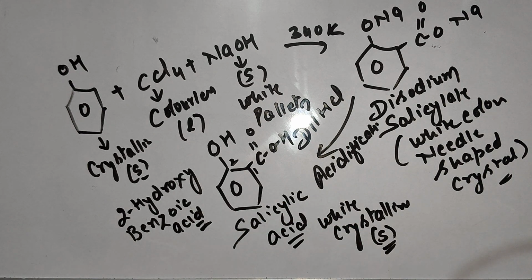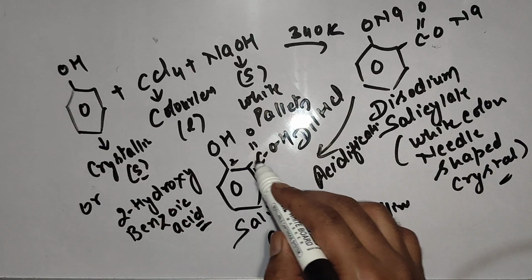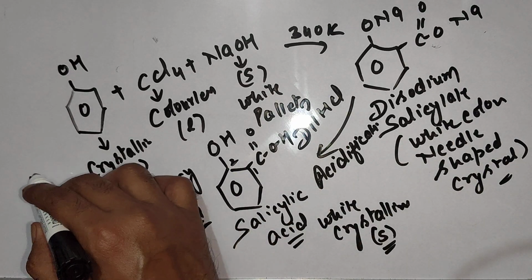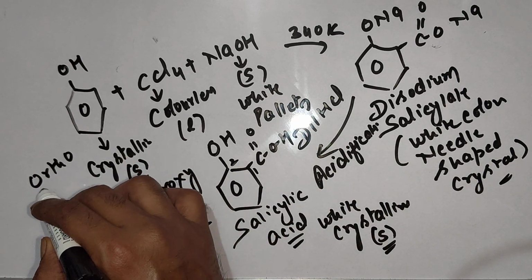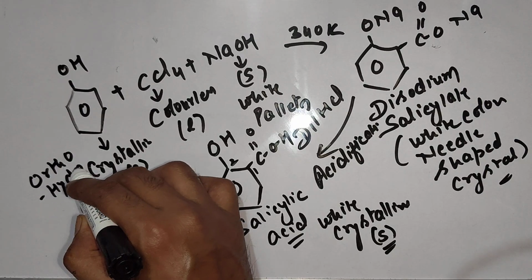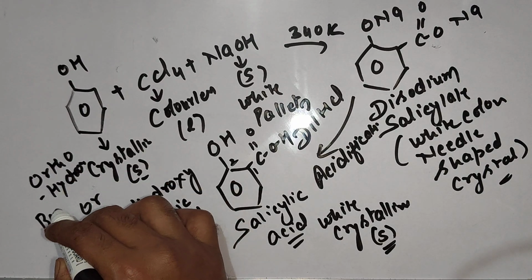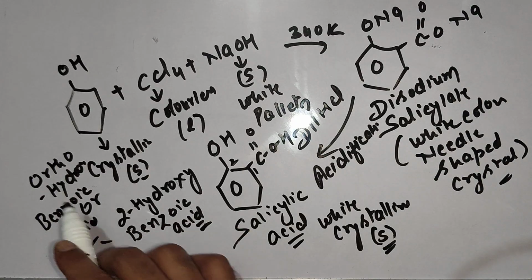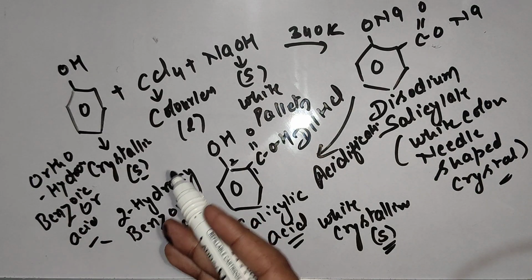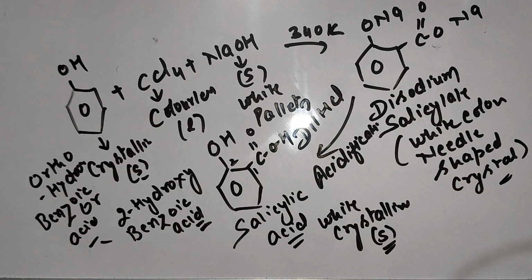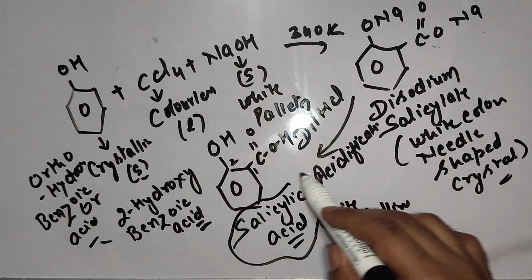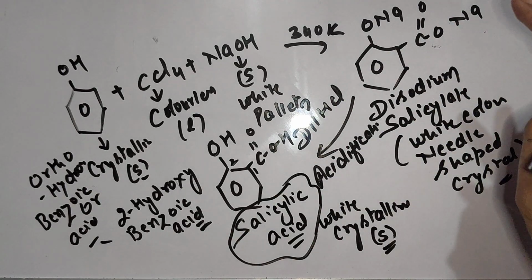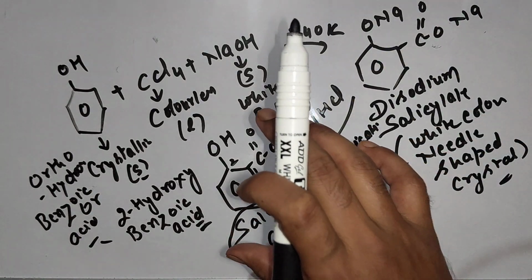2-hydroxy benzoic acid, or because this is the ortho position, you can call it ortho hydroxy benzoic acid. So ortho hydroxy benzoic acid you can call, 2-hydroxy benzoic acid you can call, salicylic acid you can call. Mostly this common name is used. Salicylic acid and salicylaldehyde are mostly known by their common names.